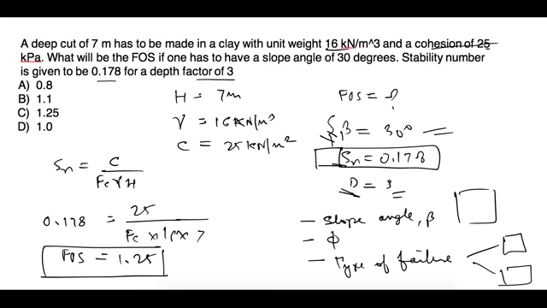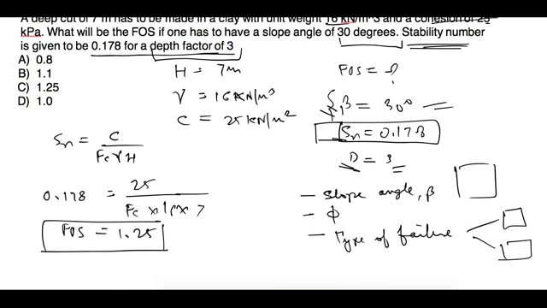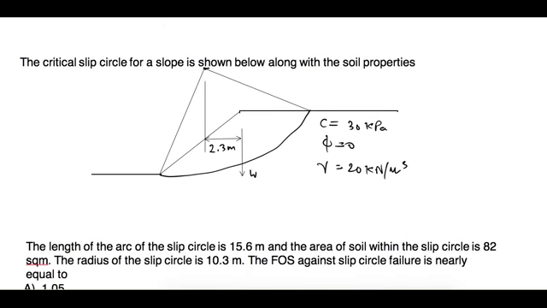So when something about stability number has been asked in the question, you should see what all data you need not think of, because here stability number will be corresponding to a depth factor and corresponding to a slope angle, so that you can skip, you can simply use this formula if stability number is given. Let's see the next question.